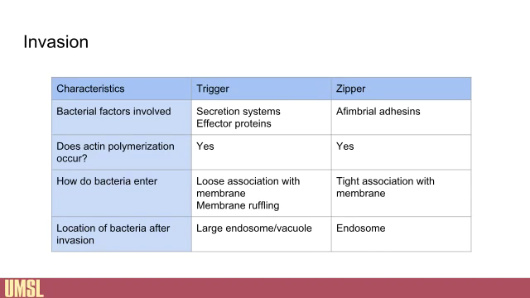And so how do bacteria enter? And so in the case of this trigger mechanism, it's really loose association with the membrane and membrane ruffling. And so what we're going to see is that injection of these effector proteins, if you're Salmonella, into the host cell is going to perturb a whole bunch of things about how actin is being polymerized very proximally to that surface, the membrane that's essentially touching the lumen of the intestine, right?